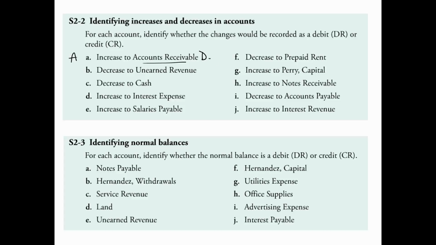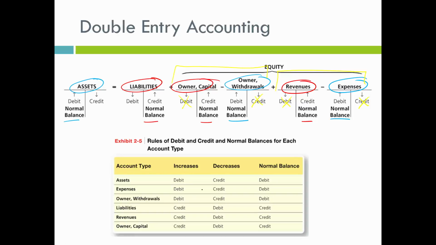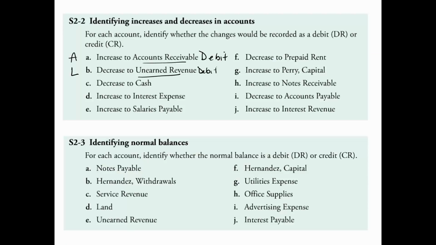I'll try to write that out. Unearned revenue. Unearned means it's a liability. So to decrease that, I would debit it. And again, you can go back to this chart. And so you say, okay, I know that's an asset and it's increasing, so I debit it. I know that unearned revenue is a liability and I'm decreasing it, so that is a debit. And so just keep going back to this chart. At first it'll be kind of slow, but the more you do it, the faster it goes.